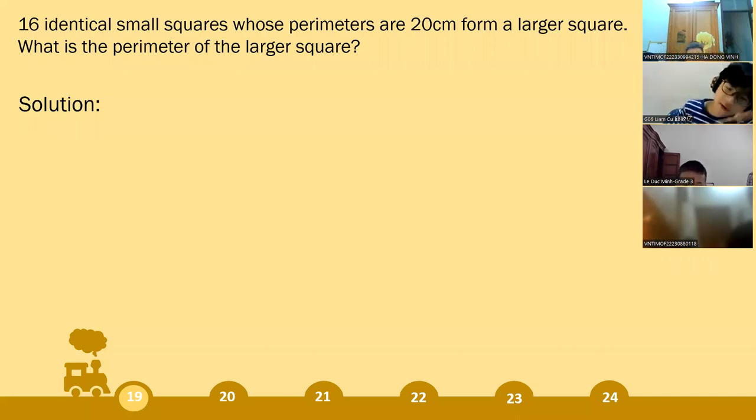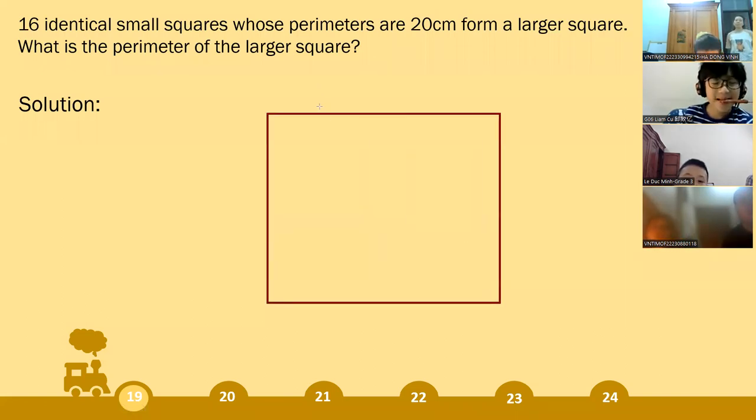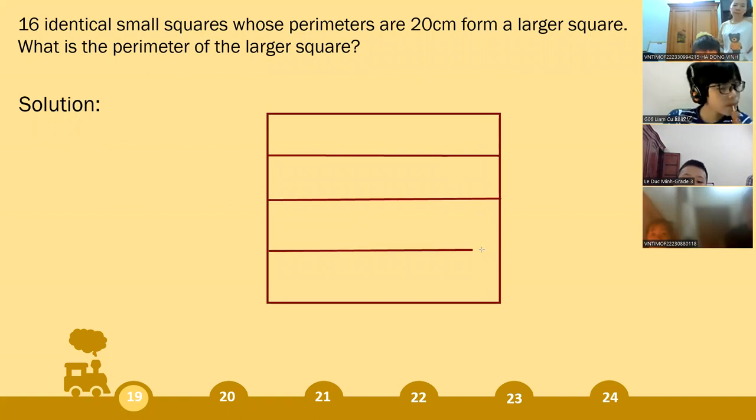Okay, here. 16 identical small squares whose perimeters are 20 centimeters form a larger square. What is the perimeter of the large square? You have 16 identical small squares and you need to combine them to make a big square. How to do that? Like this.